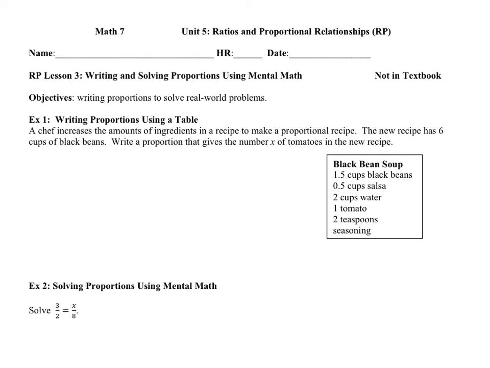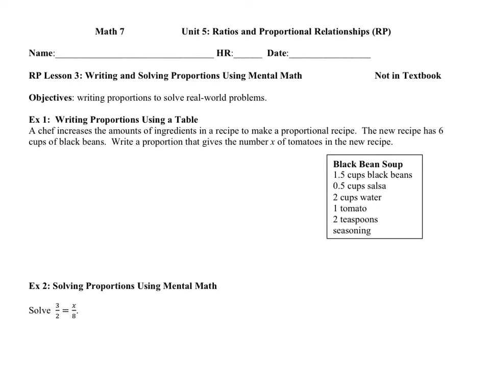All right, so the key when we're setting up and solving proportions is to be consistent. I cannot stress that enough. Be consistent. Let's look at example 1 and see what that means. We've got a chef, and they have this recipe here for black bean soup, tried and true, bestseller, and it has to have these measurements in order to be that fantastic black bean soup.